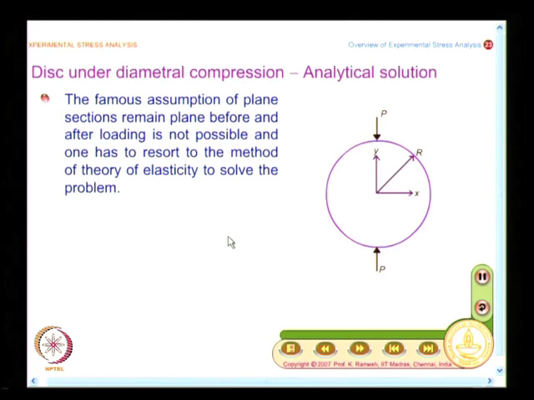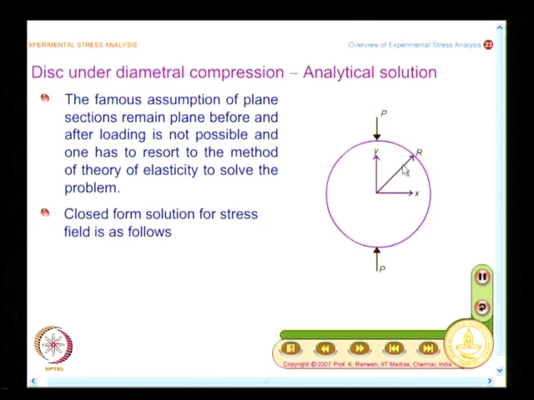Now, the next problem is we move on to disc under diametral compression, and that is what is shown here. I have the disc and the center of the disc is taken as the origin. I have x and y coordinates and r is the radius of the disc. I have a diametral load P which is acting on it, and we will call this diameter as either capital D or small d. And for this problem you have closed form solution from theory of elasticity.